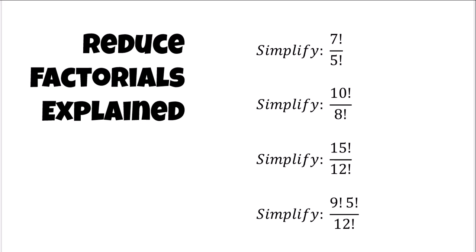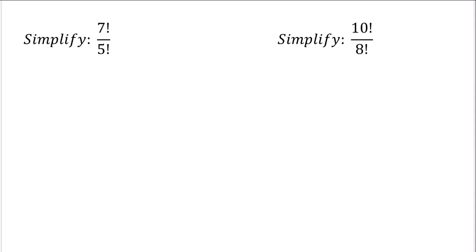Reduced factorials explained. You're going to really like this. Simplify 7 factorial over 5 factorial. You don't even need a calculator for this one. Let me show you. We have 7 factorial over 5 factorial.